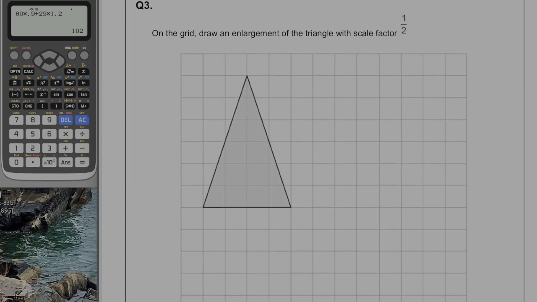Right, question 3. On the grid, draw an enlargement of the triangle with a scale factor of a half. So a scale factor of a half means that the shape actually becomes half as big. We haven't got a center of enlargement, so we're after a base length of 2. This vertex is above the midpoint by 6 squares, so it will go to 3 squares. So that's going to be our enlargement.